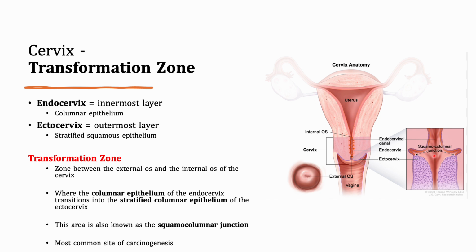This area is known as the squamocolumnar junction, and that's what's labeled right here. And this is the most common site for carcinogenesis, so cervical cancer. I got that a lot on test questions, so I wanted to mention it.